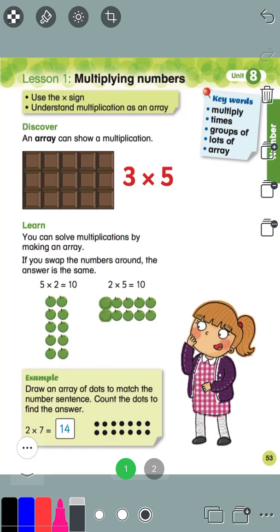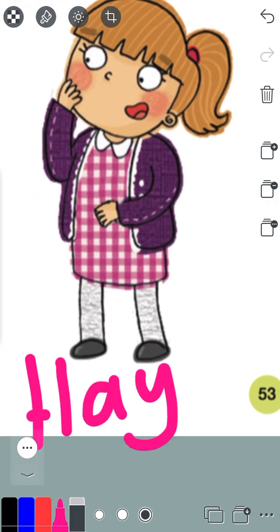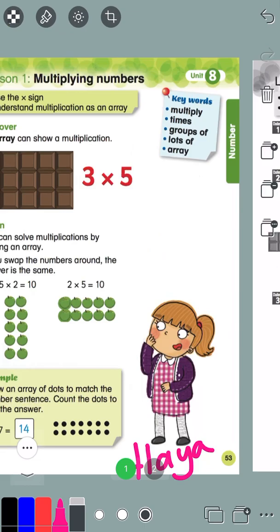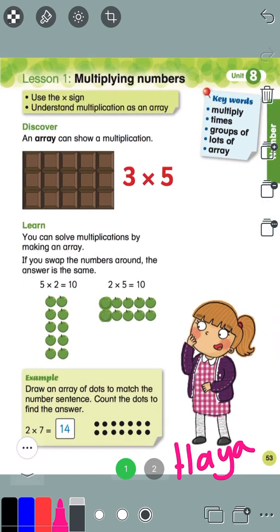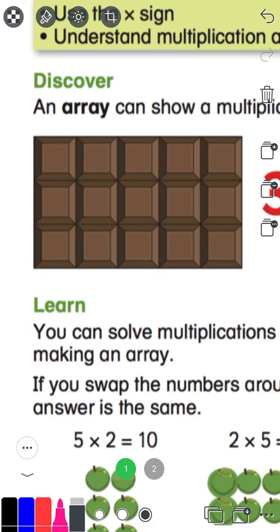We're using arrays to learn about multiplication. So first of all, this is our friend Haya. This chocolate bar is for Haya. And she says, use this chocolate to learn about the arrays. Thank you, Haya, so much. So yes, why is this chocolate called an array, Haya?